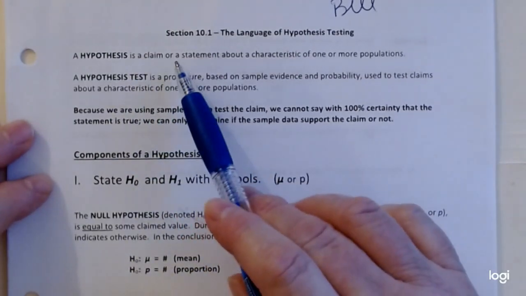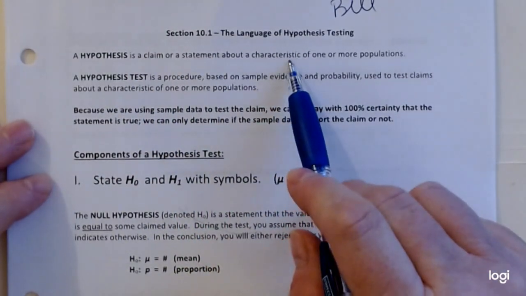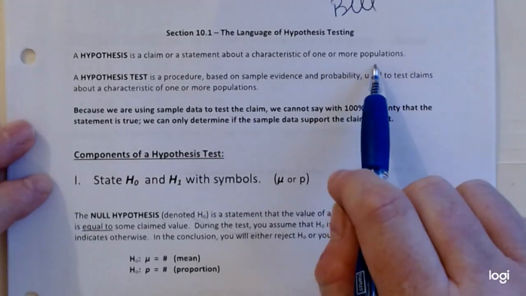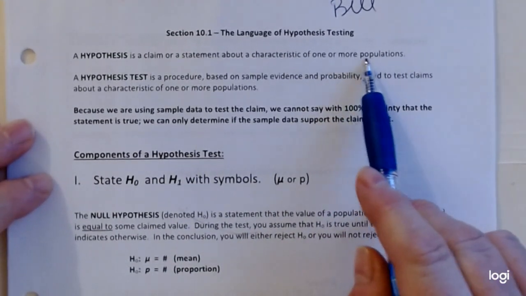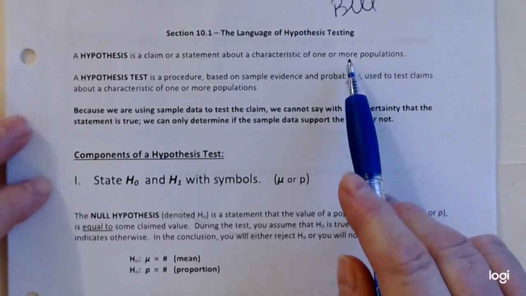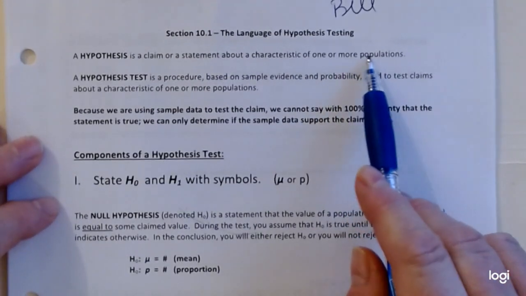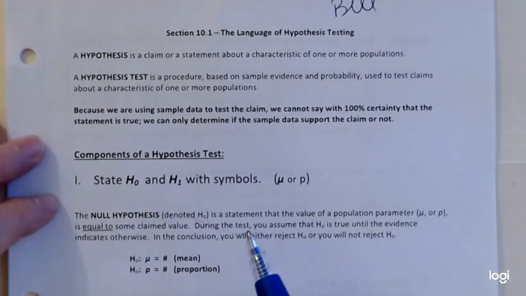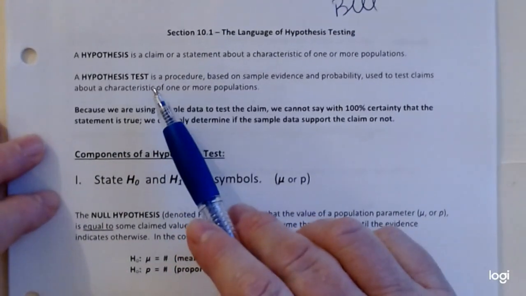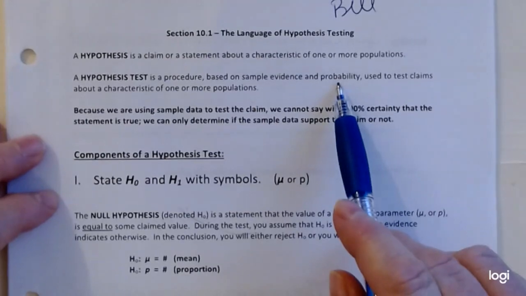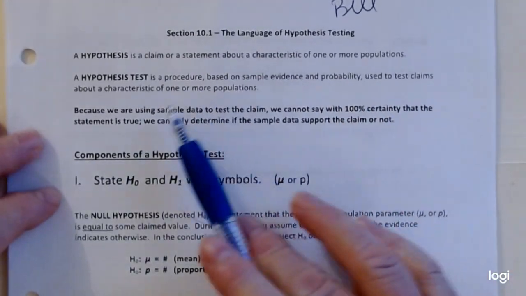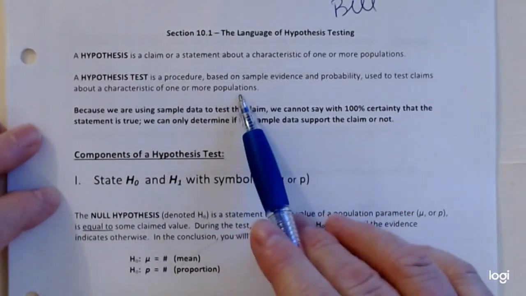A hypothesis is a claim or a statement about a characteristic of one or more populations. And like I said, more populations comes in chapter 11 when we talk about a couple of hypothesis tests on two populations. A hypothesis test is a procedure based on sample evidence and probability used to test claims about a characteristic of one or more populations.